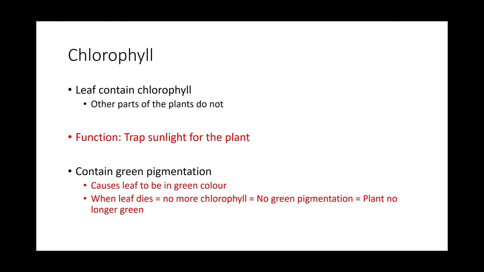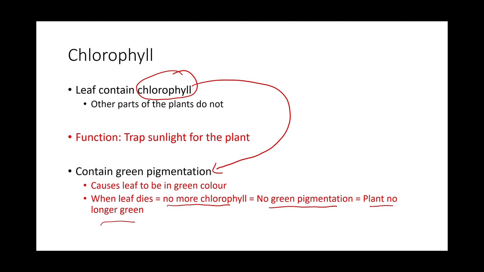The reason is because chlorophyll has this thing called green pigmentation that causes things to turn green. That's why leaf is green in color. And that's why when the leaf dies, there will be no more chlorophyll because the chlorophyll dies along with it. There will be no more green pigmentation, and then the leaf will no longer be green. It will slowly turn orange and then turn brown. So that's the reason why.